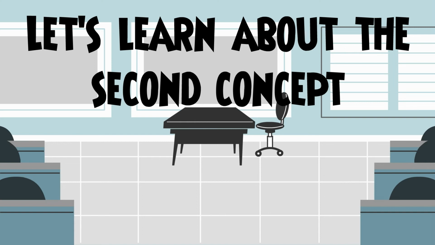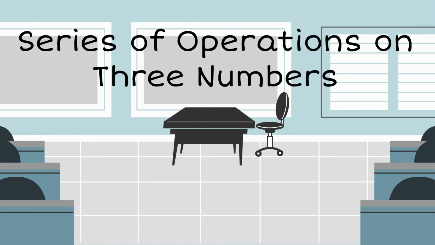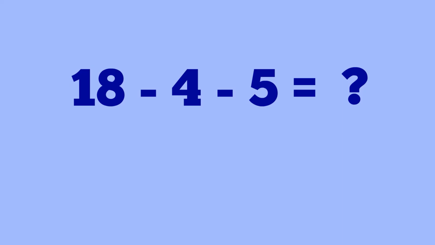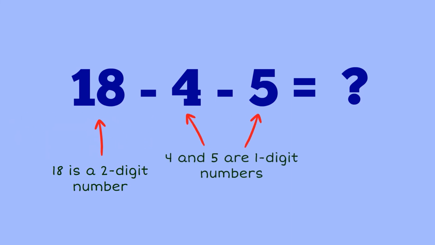Let's learn about the second concept. Series of operations on three numbers. Let's have an example. 18 minus 4 minus 5 is equal to. 18 is a two-digit number. 4 and 5 are one-digit numbers.